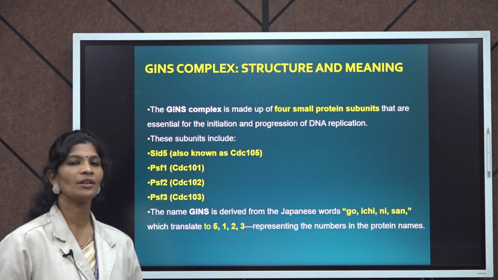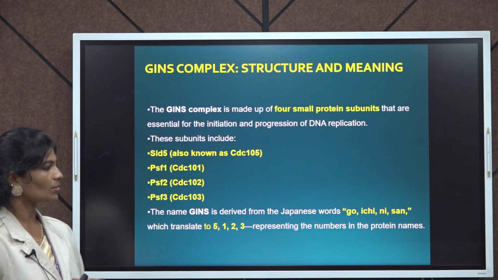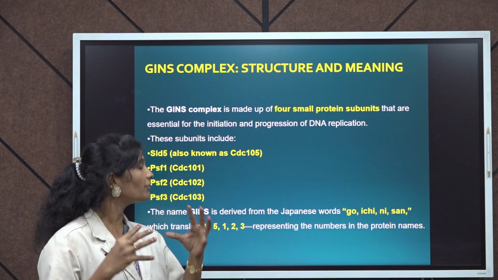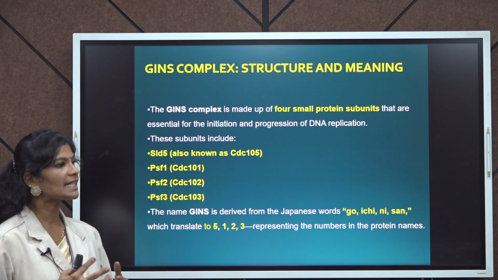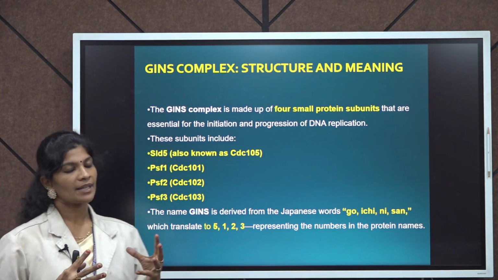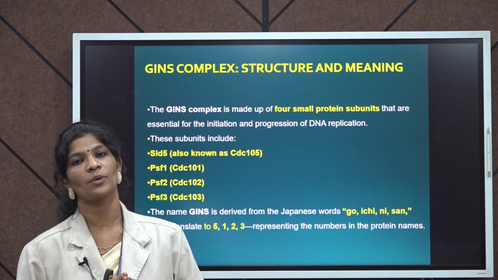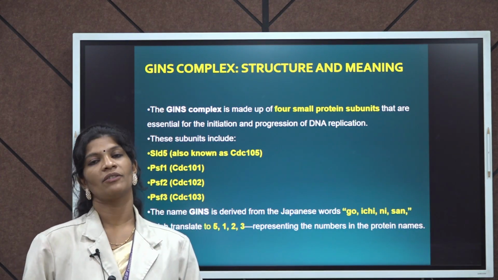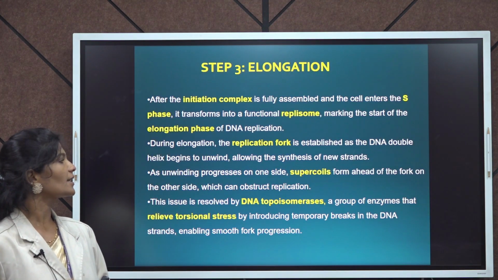And the GINS complex is actually made up of 4 smaller subunits, which include SLD5, PSF1, 2 and 3. These 4 proteins will join into the GINS complex, and it is responsible for the transition of the pre-initiation complex into an initiation complex. And step 3 is elongation.